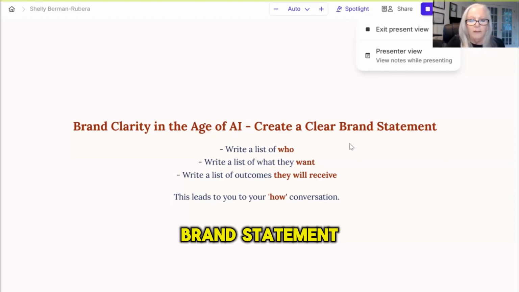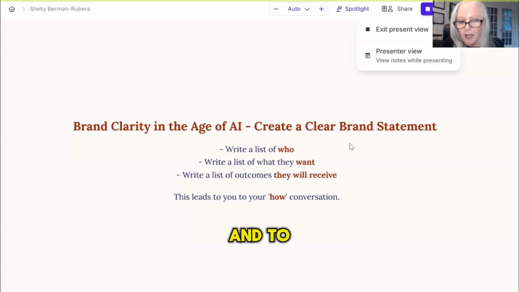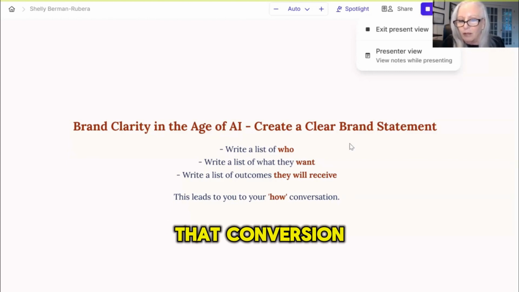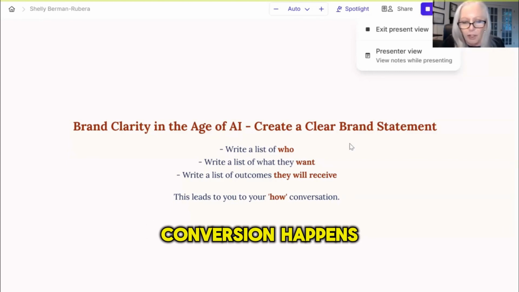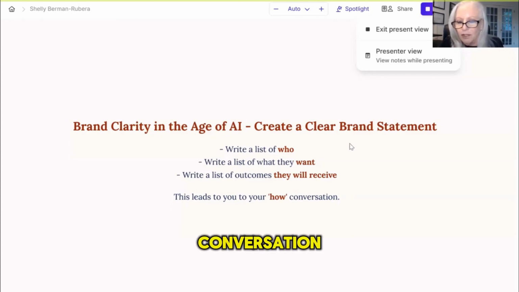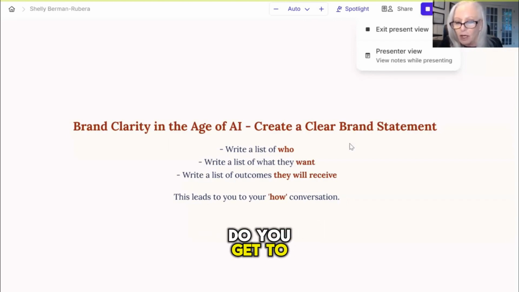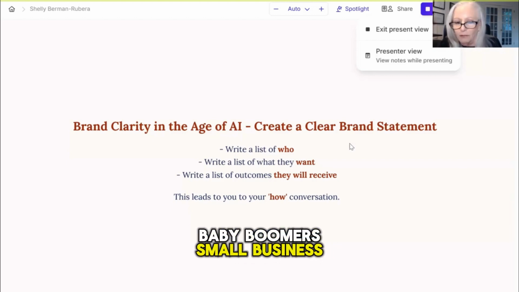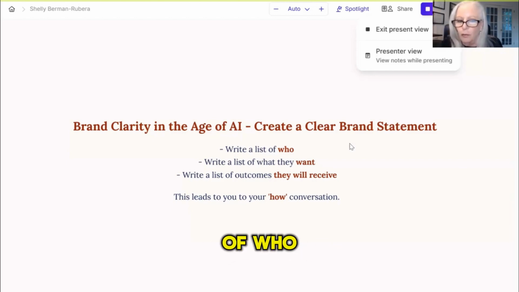The goal of a brand statement is to get conversations and to understand that it is in conversation that conversion happens. Conversion happens in a conversation. The question is, how do you get to talk to someone? So the first thing we need to do is write a list of your who. So I would be women business owners, entrepreneurs, baby boomers, small business owners. So write your list of who.